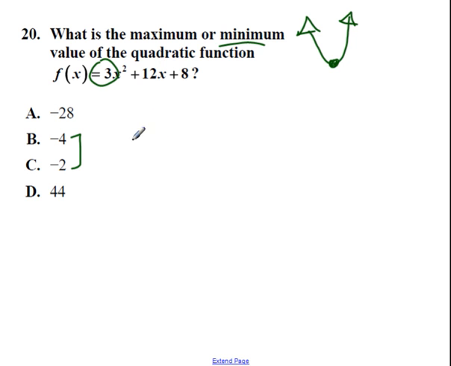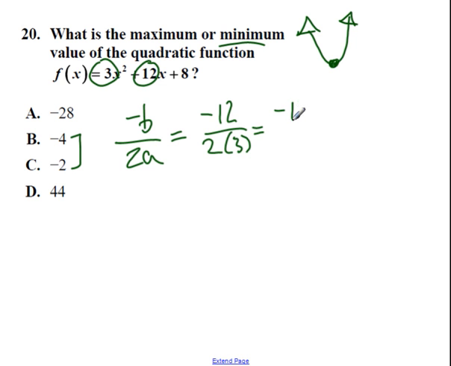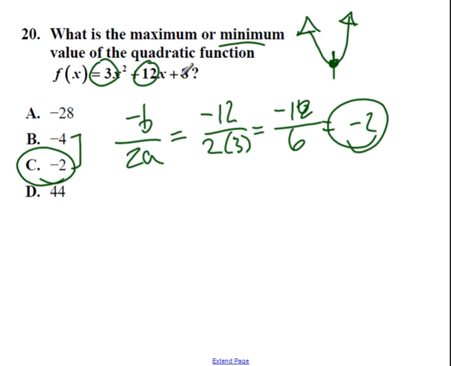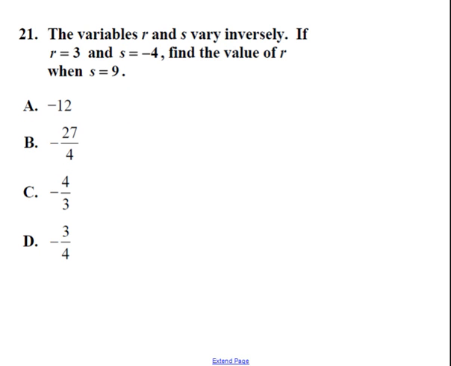The other way to do it is there's a little formula called negative b over 2a. B and a are just these two numbers, just like with our big long quadratic formula. So negative 12 over 2 times 3 gives us negative 12 over 6. Negative 12 over 6 is negative 2. So that's the x coordinate of our minimum. And there you go, negative 2. But if you plug it in, you'll find that it's the smallest answer. So you can do it that way too.